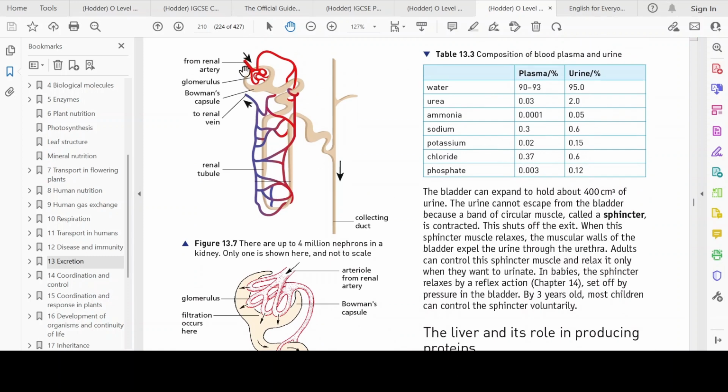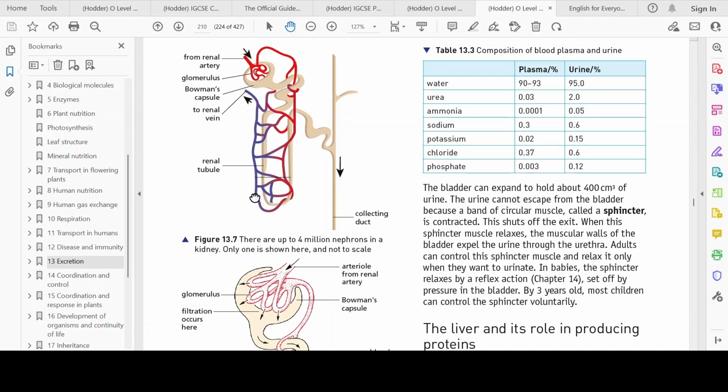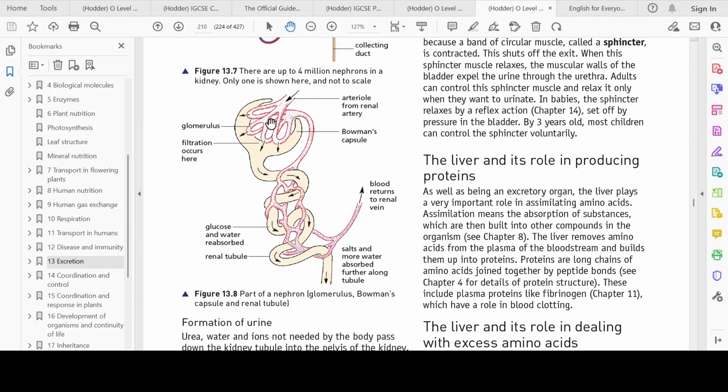Here they're showing the glomerulus over here. This is the Bowman's capsule, and these are the tubules, and this network of capillaries around the tubule is involved in reabsorption. The blue and red just shows the oxygenated and deoxygenated blood. Another illustration shows that glucose and water is reabsorbed, and then whatever's left, so salts and more water, is absorbed further. The reabsorption occurs until the very end, until it goes into the collecting duct.